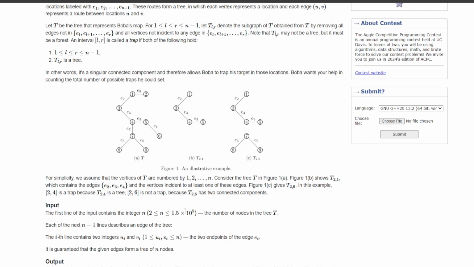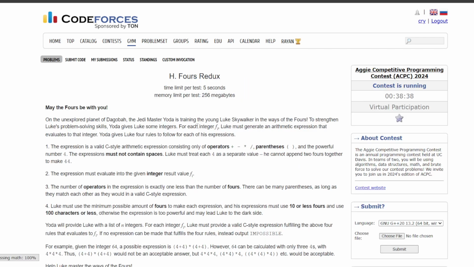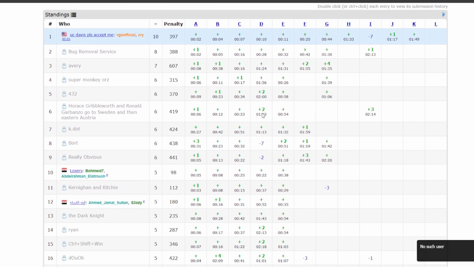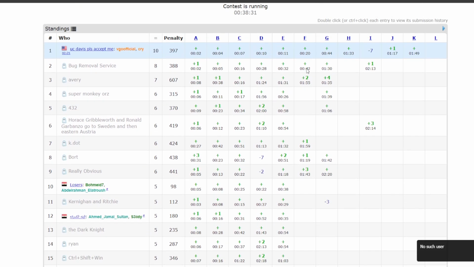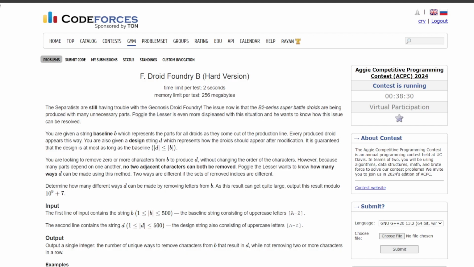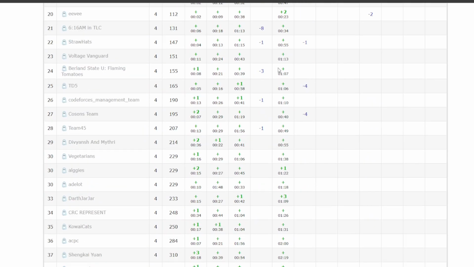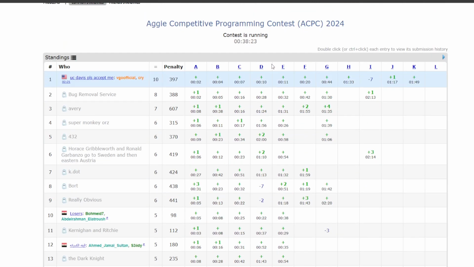Did anyone solve I? Oh, they did solve it. Yeah, there are people who didn't solve H but solved I. The actual hell? The team didn't solve F but solved I. I think we're trolling. The question is just unclear.